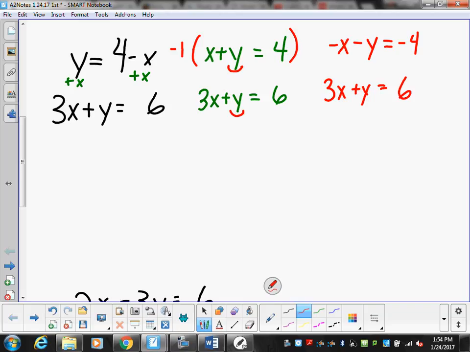listen y'all. The way to get coefficients that are the same to be opposites is just to multiply one of them by a negative.